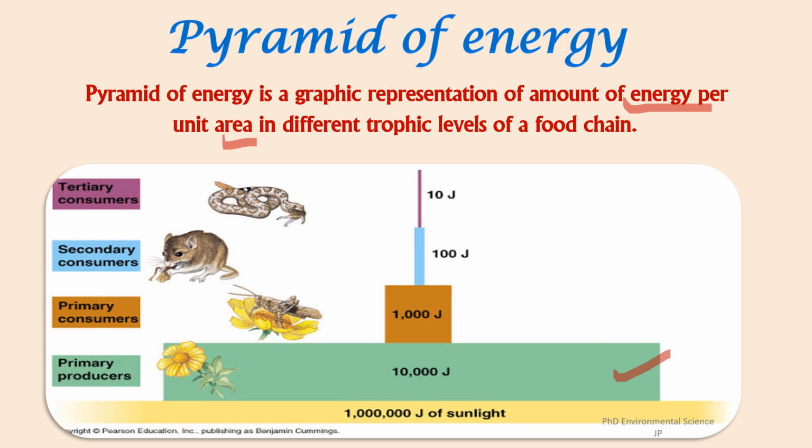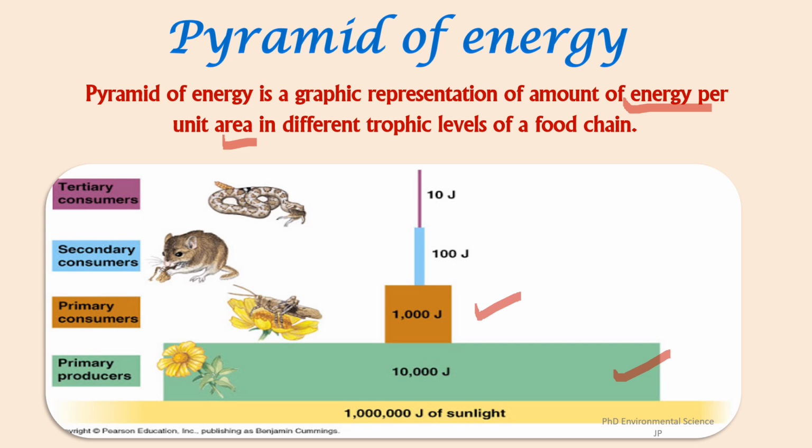This level typically has the highest energy content because producers convert solar energy into chemical energy which fuels the entire ecosystem. The second level is primary consumers. These primary consumers feed on producers. Here only about 10% of energy from producers is transferred to the primary consumers, as the majority is used by the producers for their own metabolic activities and lost as heat.